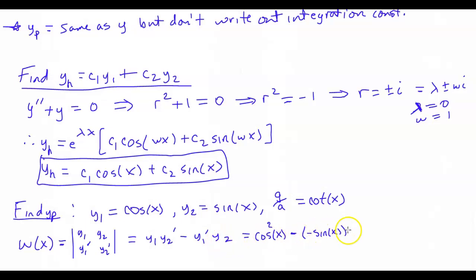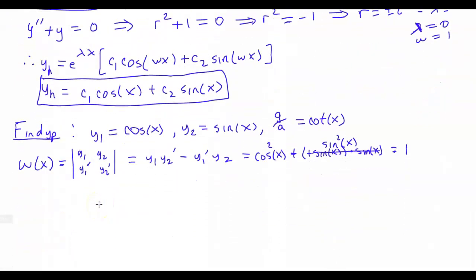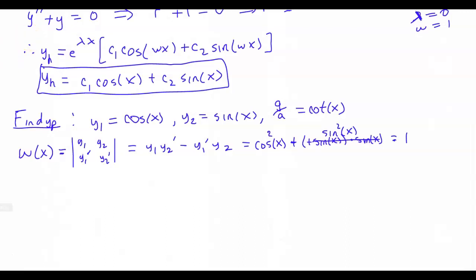And y2 is going to be another sine x. So subtract the negative, same as addition. These two together work out to be sine squared x. And of course, we know that this is the fundamental identity here. Cosine squared plus sine squared is equal to 1. So we know what our Wronskian expression is going to look like. So now from here, we'll just use the formula to find our y sub p.